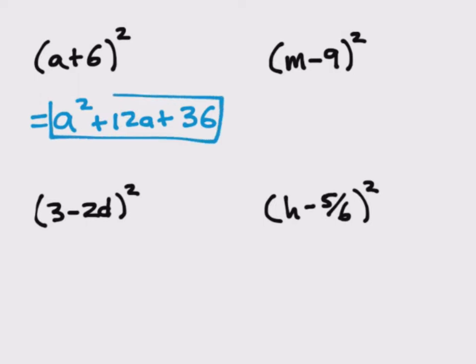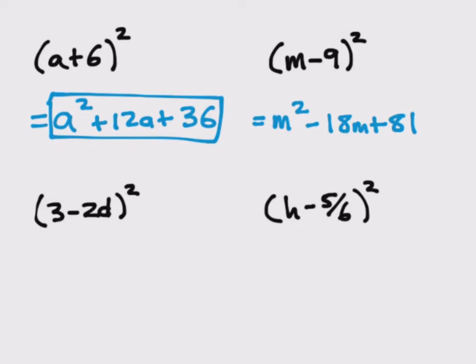And if you multiply this out the long way, that's exactly the same thing you'll get. It's just nice to be able to do this a little bit more quickly. In our second example, m minus 9 quantity squared, I know we're going to get an m squared. I know we're going to get a negative 9 quantity squared, which is 81. And I know we're going to get twice m times negative 9. Well, m times negative 9 is negative 9m, and twice that is negative 18m.